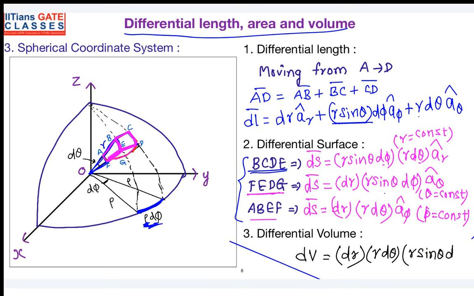Any questions? Take some time and see the rectangular, cylindrical and spherical differential length, area and volume.